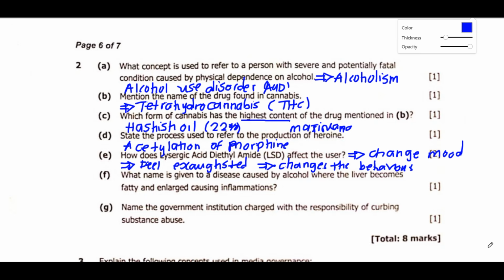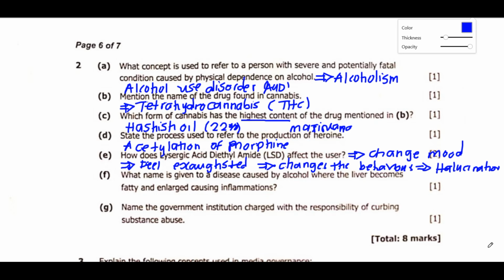So there are so many negative impacts. Even it may cause hallucination. So hallucination is where you are seeing what is not there. Even sometimes these people may become so excited such that they are laughing at things that are not in existence. So these are some of the effects that we can expect for a user to have in future.